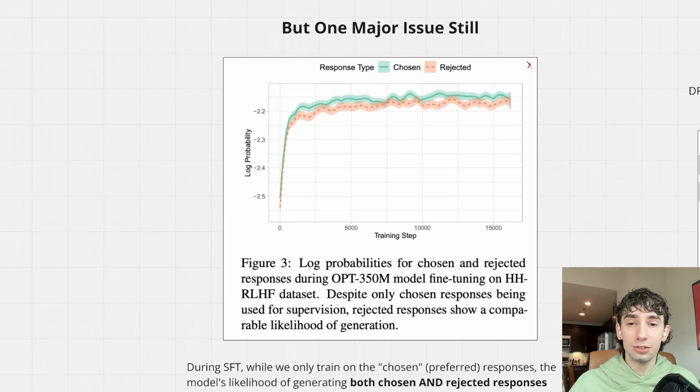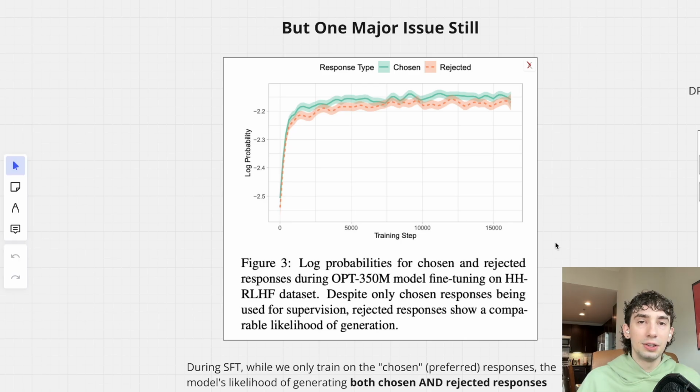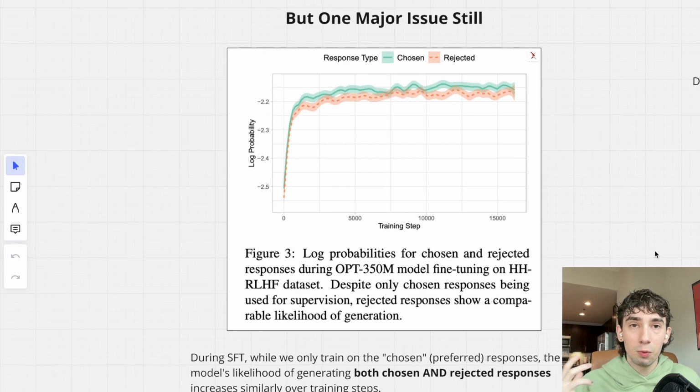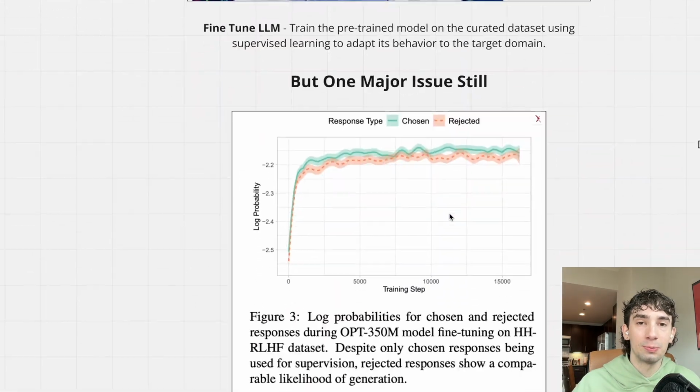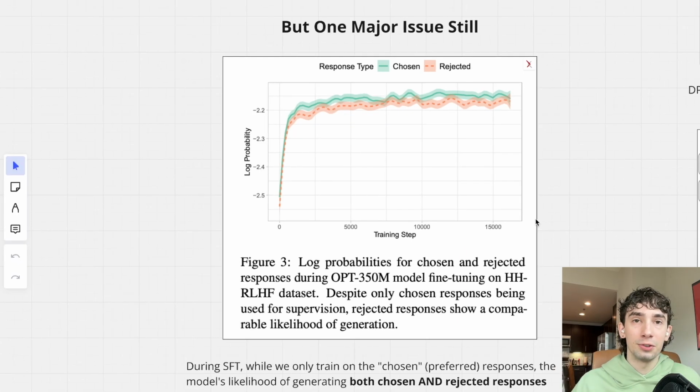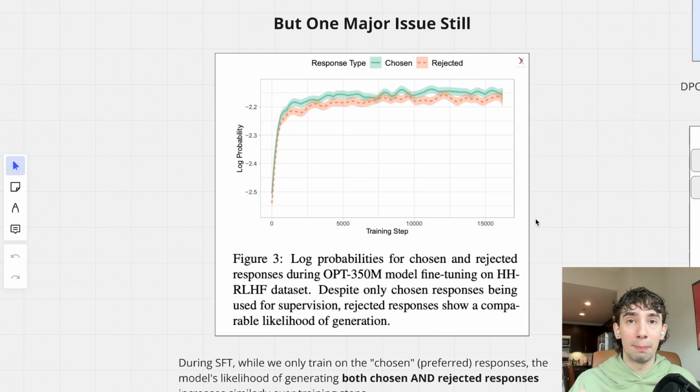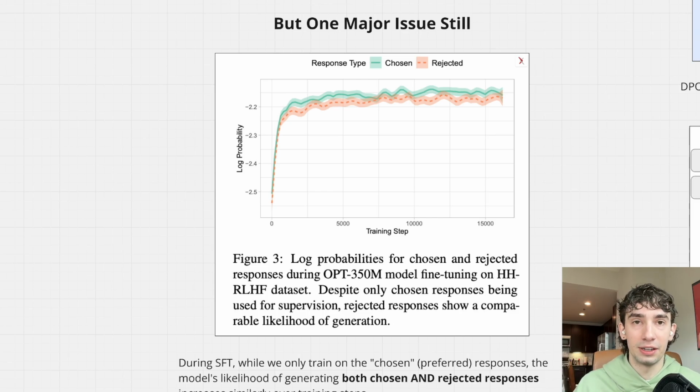And that's during supervised fine-tuning, while we only train on the chosen or preferred responses that we've created in the dataset, the model's likelihood of generating both chosen and also rejected responses increases similarly over these training steps. This essentially means that while it will get better at creating, per se, healthcare-related responses, the actual quality of those responses and whether they're good or bad doesn't necessarily get differentiated here during the supervised fine-tuning stage.